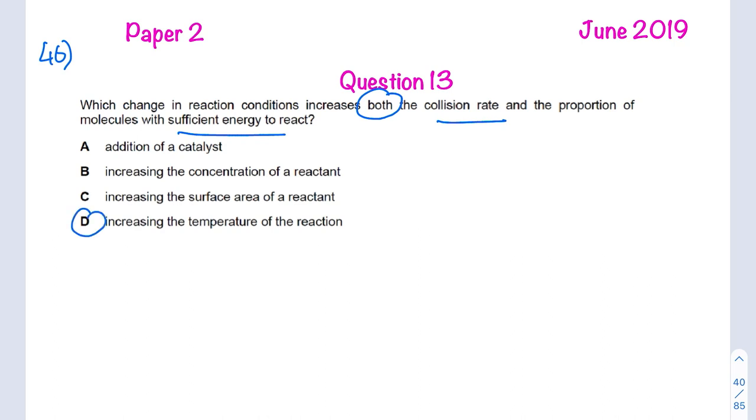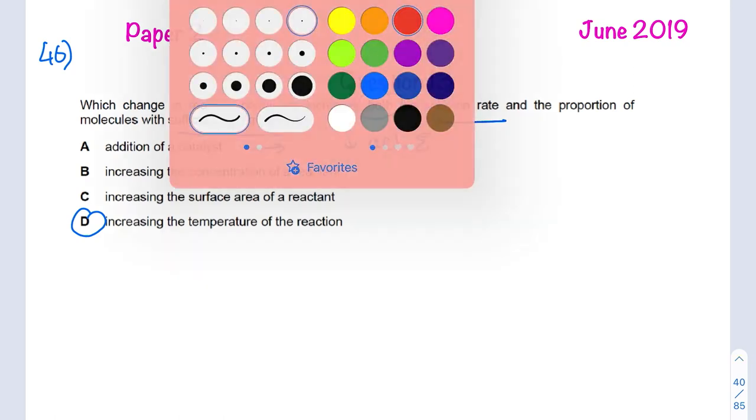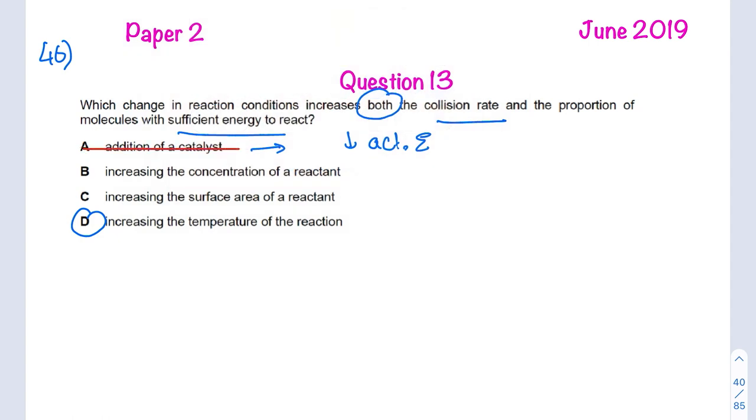Why not catalyst? Catalyst, what will it do? It will decrease only the activation energy. Therefore, catalyst will not do both. Increasing the concentration, I know that increasing the concentration will increase the collision rate, but nothing to do with the sufficient energy. So option B is wrong. Option C, increasing the surface area, it also increases the collision rate, but nothing to do with the sufficient energy.